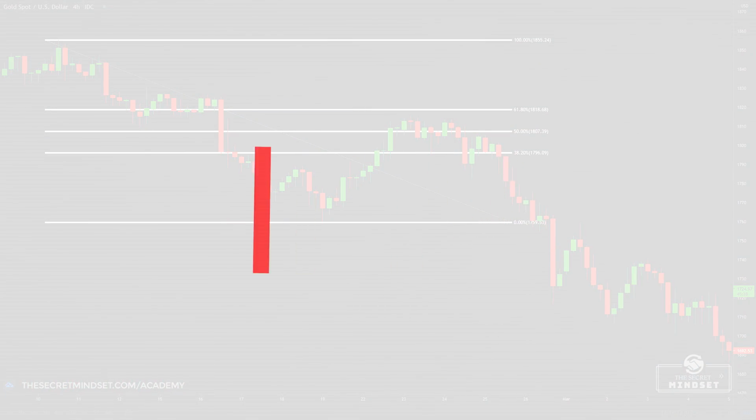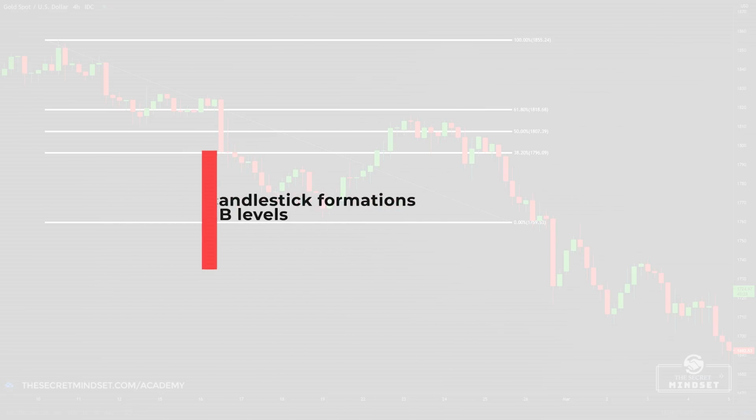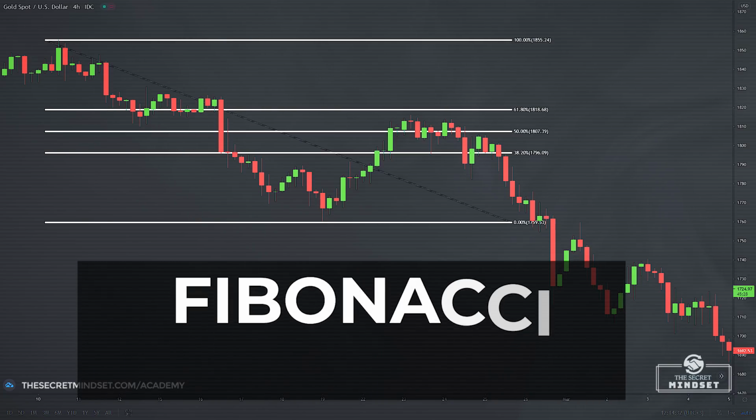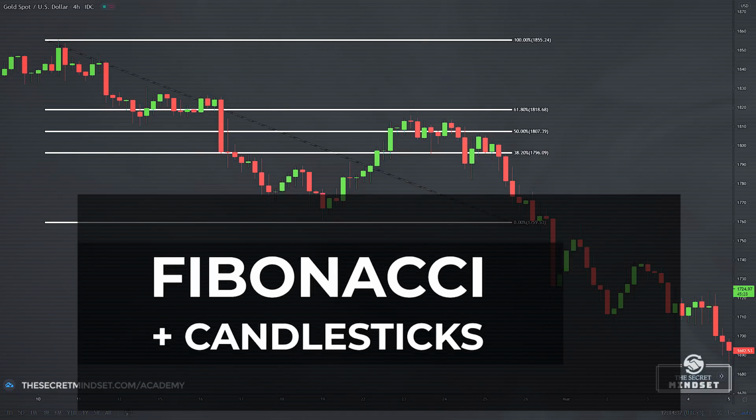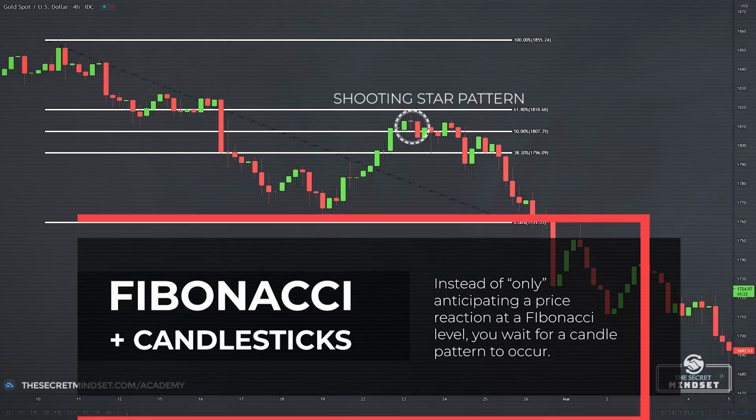Number 10. Analyze candlestick formations around Fib levels. Analyzing price action at Fib levels represents another effective way to take signals. In this case, traders wait for a candlestick pattern to occur at the Fibonacci level instead of only anticipating a price reaction at the Fib level. In this way, the candle pattern confirms the response of the market at the Fib level.